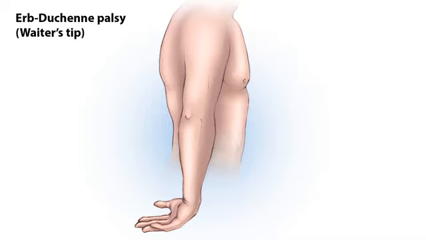So it looks like a waiter asking for a tip behind the back in a little subtle way. Now, usually infants will regain full function if there's only bruising or stretching of those nerves. Now, if there's complete tearing, unfortunately, then sometimes the symptoms are permanent.